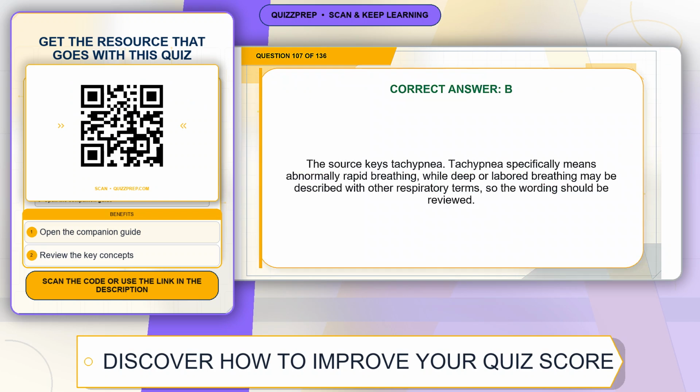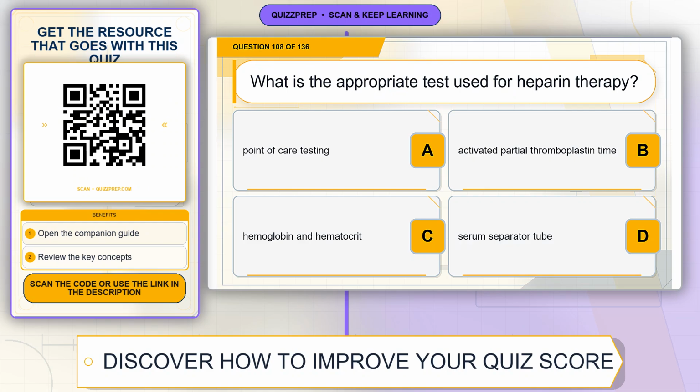Explanation. The source keys tachypnea. Tachypnea specifically means abnormally rapid breathing, while deep or labored breathing may be described with other respiratory terms, so the wording should be reviewed.